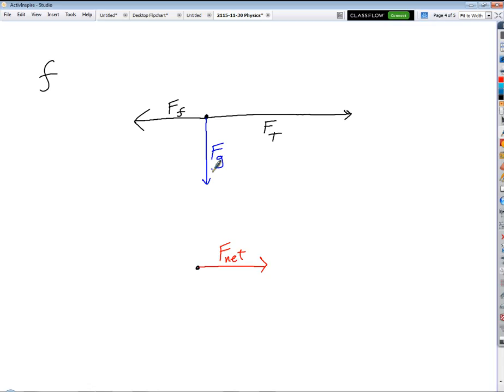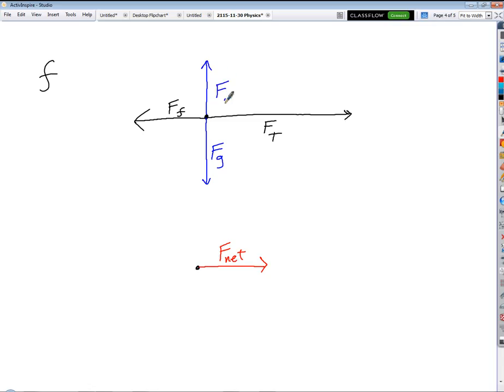Oh, yeah, what's the table doing? Pushing up. Yeah, you know what we call that? Normal. The normal force, yeah. Normal force is our word in physics for a surface force, a force that's being applied by a surface to something, right? So, that's the normal force.